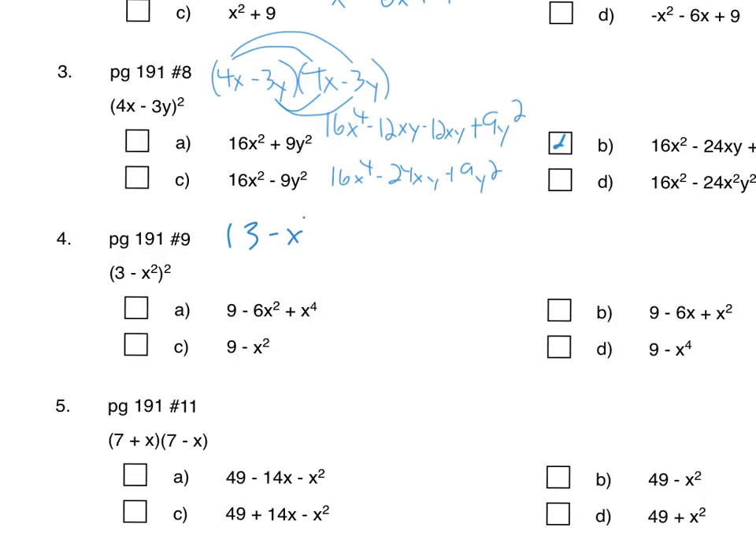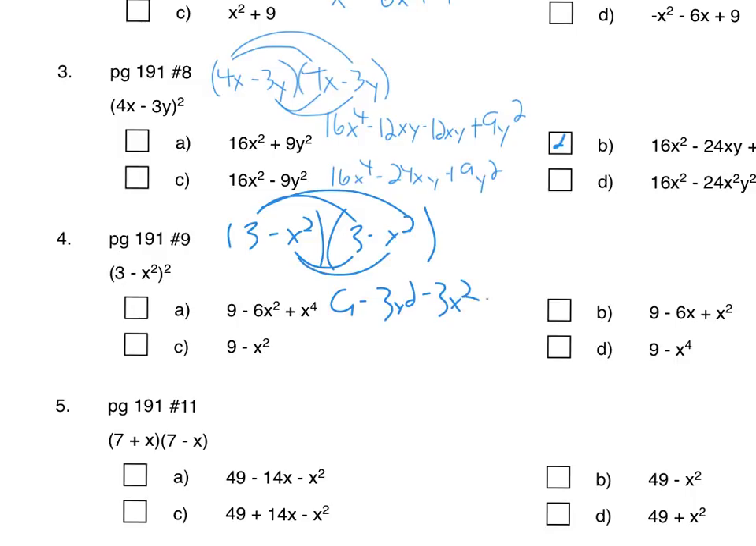3 minus x squared. 3 minus x squared. Distribute, and you get 9 minus 3x squared minus 3x squared plus x to the 4th. Combine the like terms and you get 9 minus 6x squared plus x to the 4th. And that gives us A. And last one.